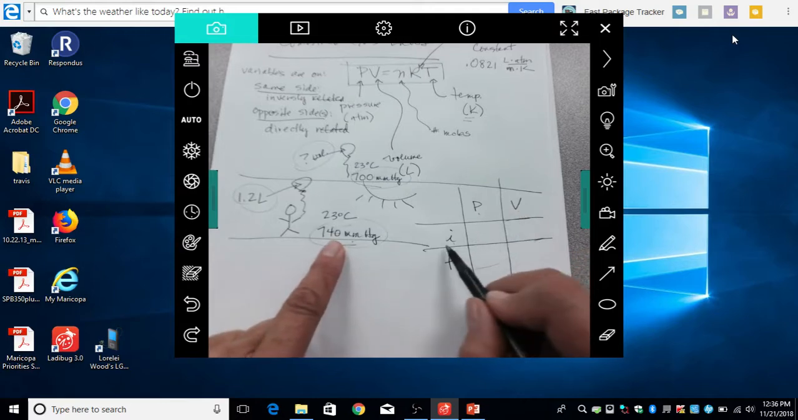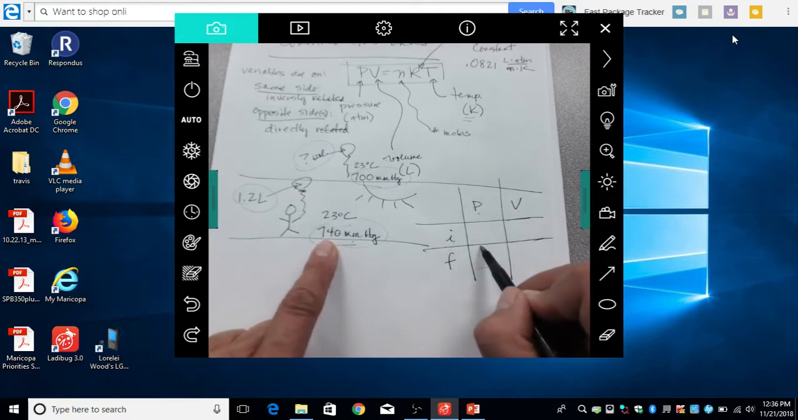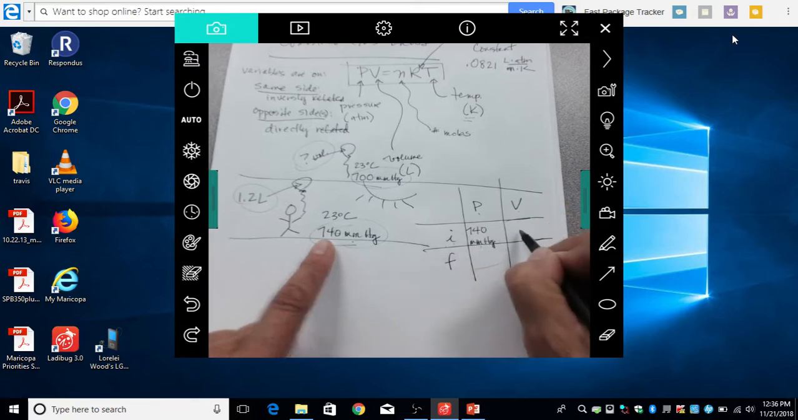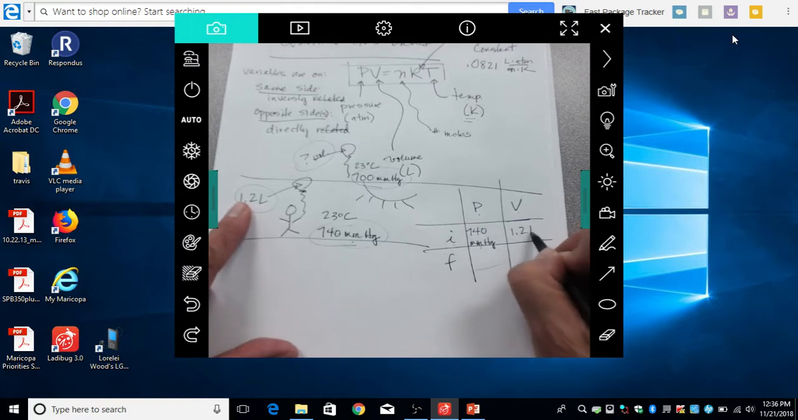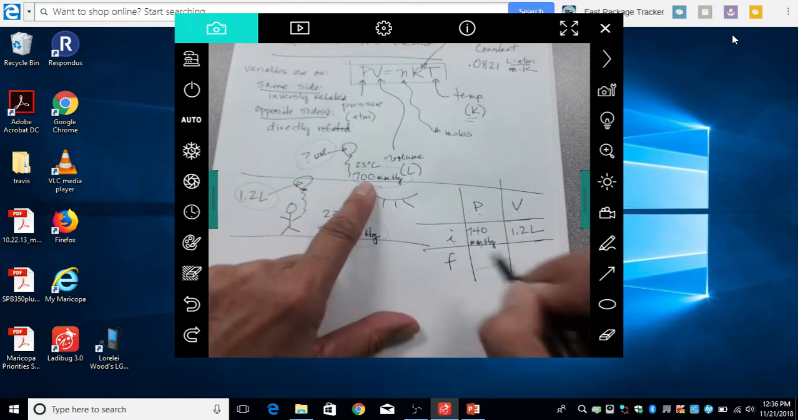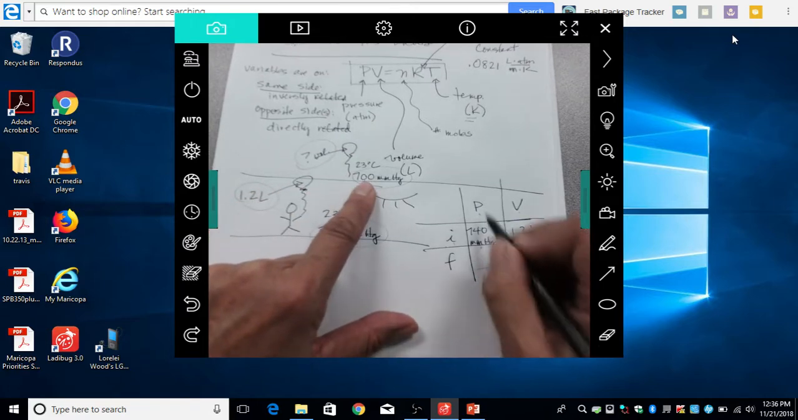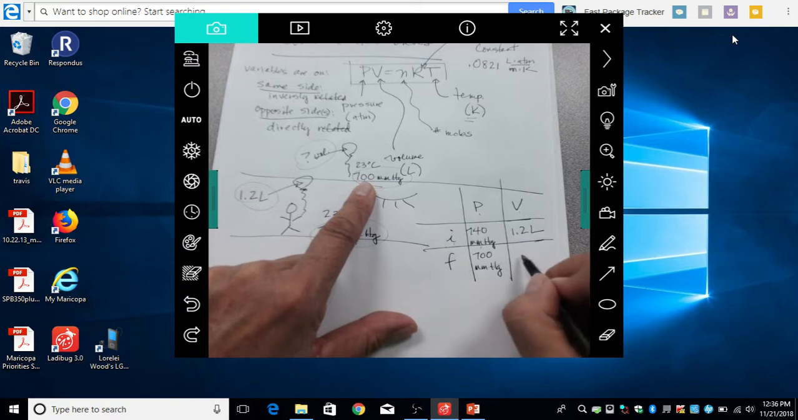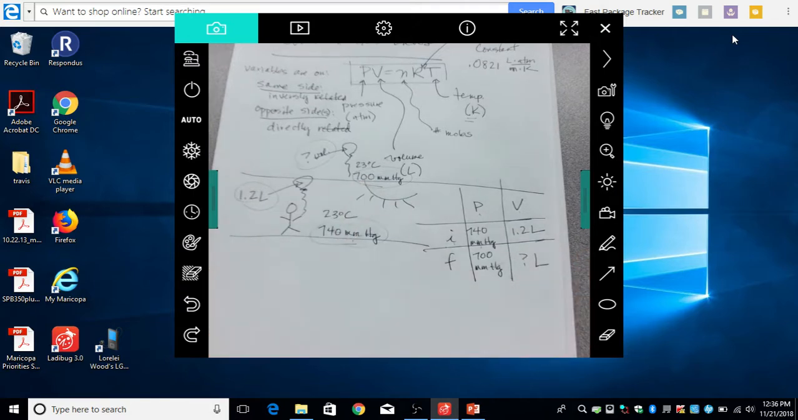So my initial pressure, before my young man here let the balloon go, 740 millimeters of mercury. And my initial volume was 1.2 liters. It went up to, my final pressure now is 700 millimeters of mercury. And we need to figure out what the new volume is. See how I'm relating the variables here and organizing them?